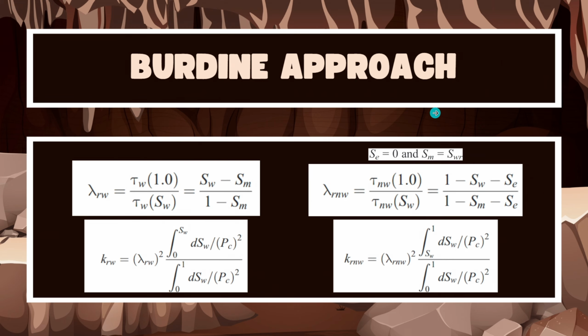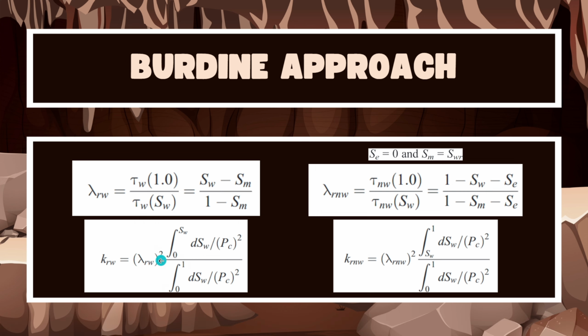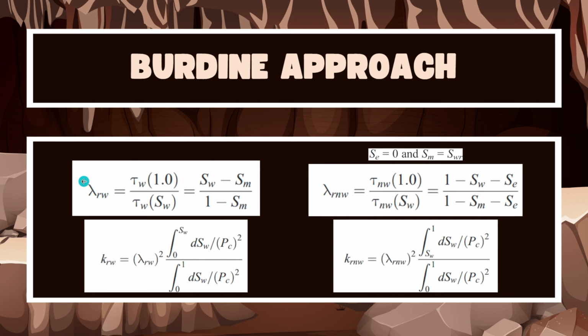And then we move on to the Burdine approach. For the Burdine approach, it is almost similar to the Purcell approach, but we add tortuosity squared and then multiply it by the formula for the Purcell approach. So how do we find the tortuosity ratio?